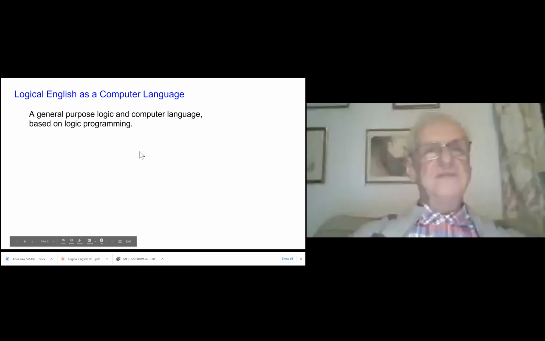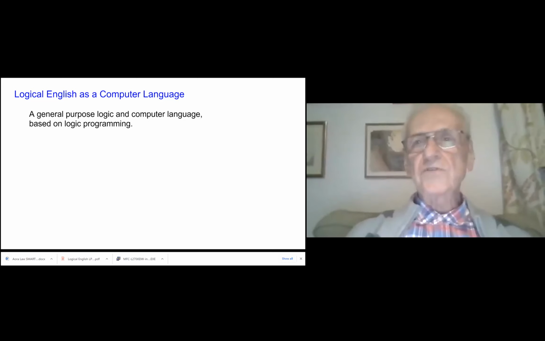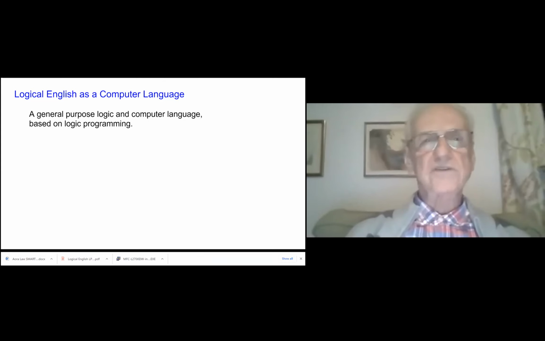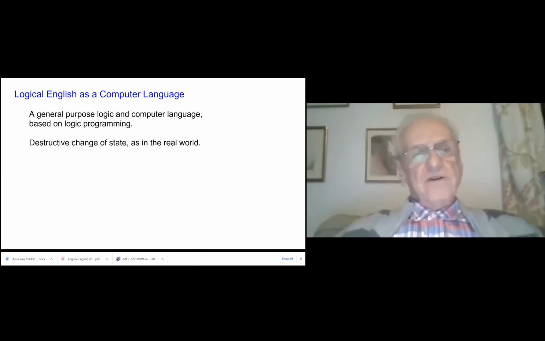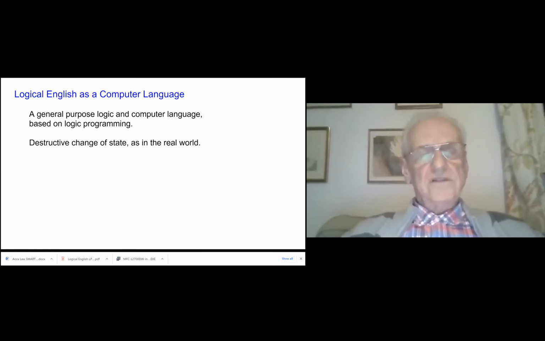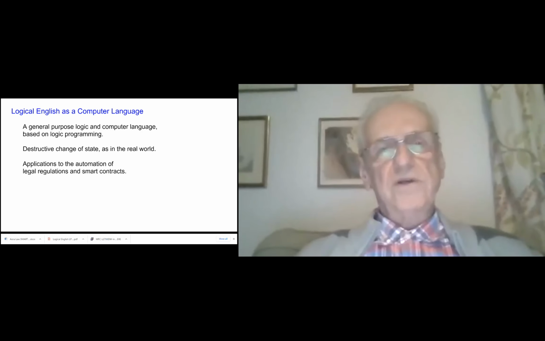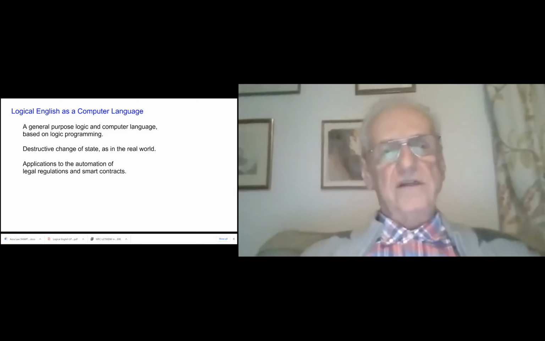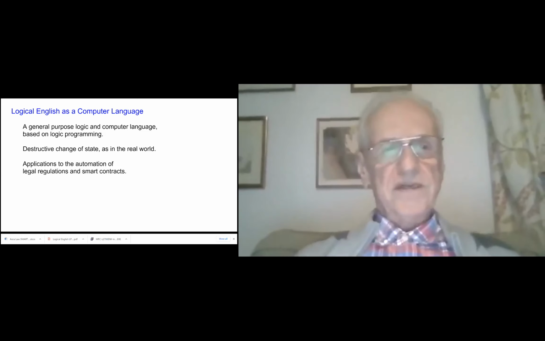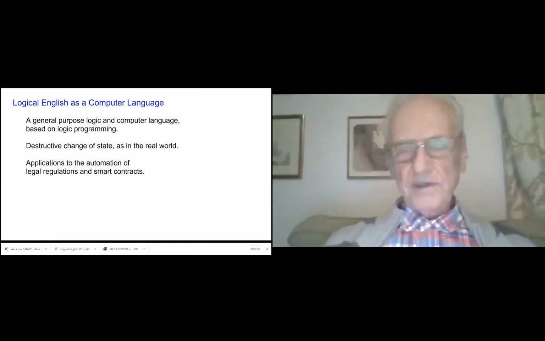Okay, so what is Logical English? It's both a logic and a computer language. It's also a version of English, based on logic programming. Different from logic programming, but like the real world, it has destructive change of state without frame axioms. Although it's intended as a general purpose computer language, it is especially suitable for representing legal regulations, because in part it's inspired by the language of law, and the fact that law is a kind of programming language for regulating the behavior of people as opposed to machines.